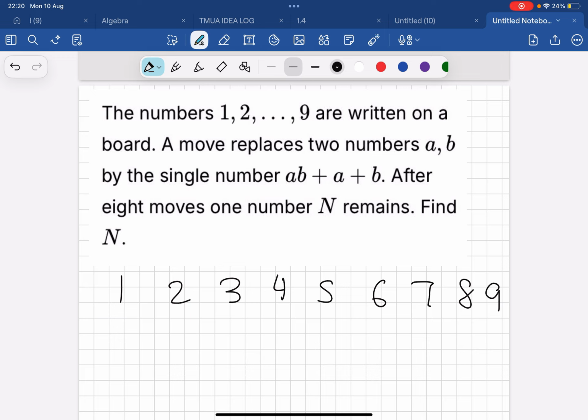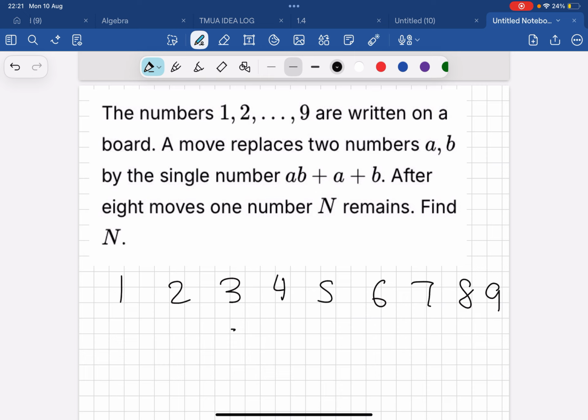Find n. Well, essentially what we're saying is we put these numbers into a formula, right? Into this function, get an output, and using that output, put these two into that same formula, go again, and go again. But if we were to do this by brute force, this would take ages, and this is where the invariance would come in.